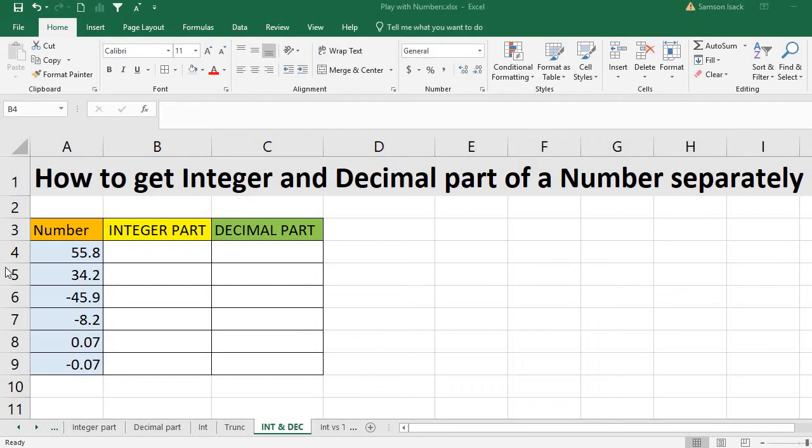Okay, so let's move on to our example. I have a set of numbers. I want the integer and decimal part of these numbers. So how do we get the integer and decimal part of a number?